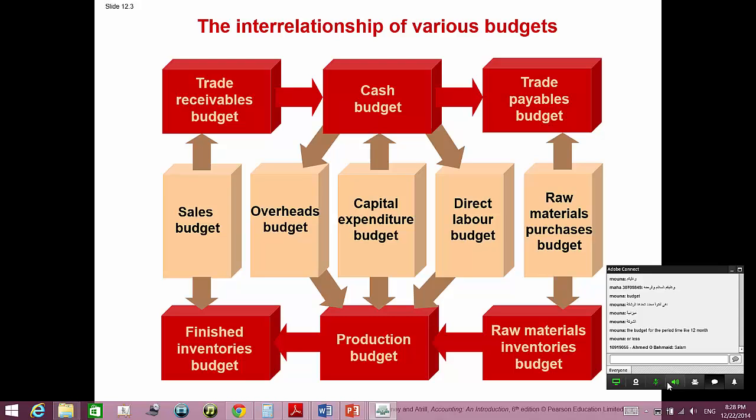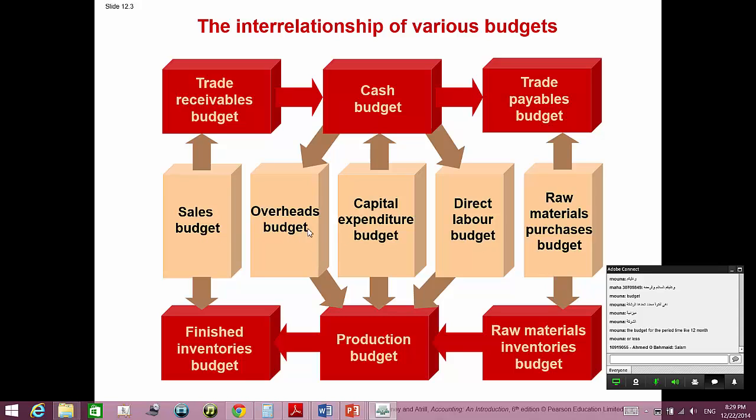So there are some relationships between different types of budget, and as you can see here, for example in sales budget, we need to think of the trade receivables. How much limit we will give to our customers to pay for their purchase. For example, we tell the customers that you have to pay for your purchases within 2 months. Those are the credit customers, the customers that buy from the company on credit. So we need to budget here.